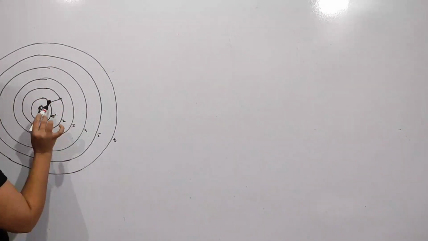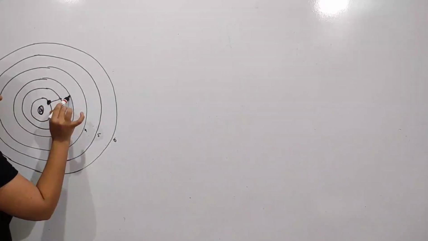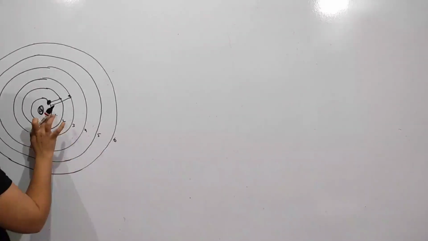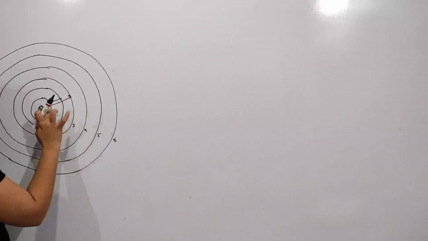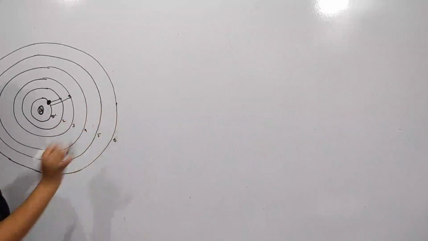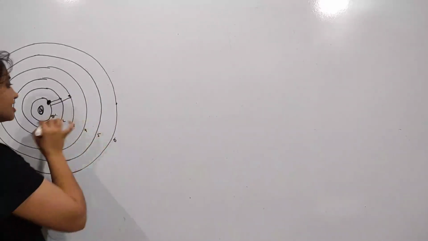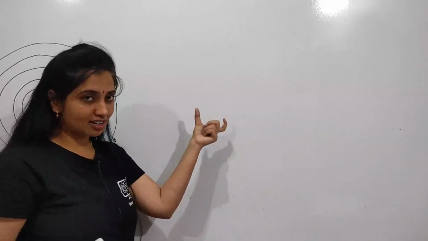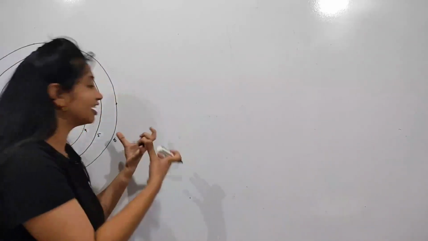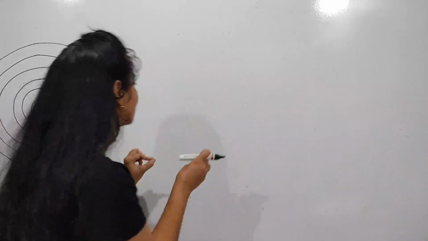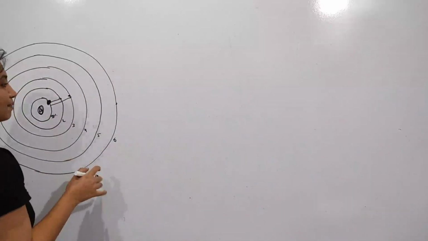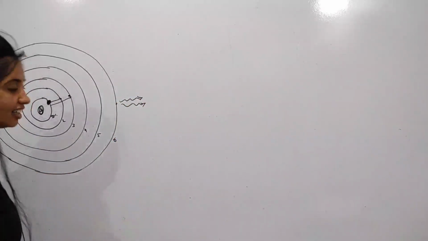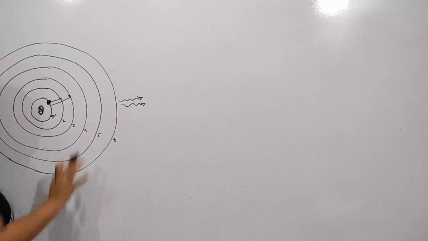It may jump from n1 directly to n3, or from n1 to n4, or n1 to n6. So when it jumps to a higher energy state, is that electron stable? No, it feels uncomfortable. It is in an unstable state. Then what happens? It emits radiation and again comes back to its original position.